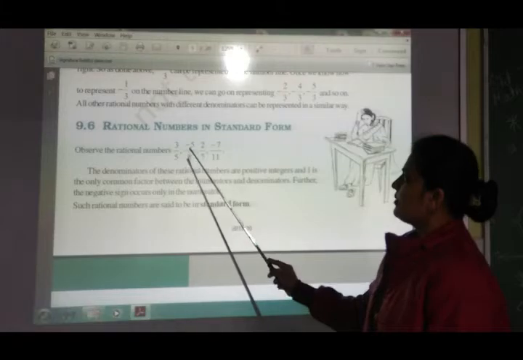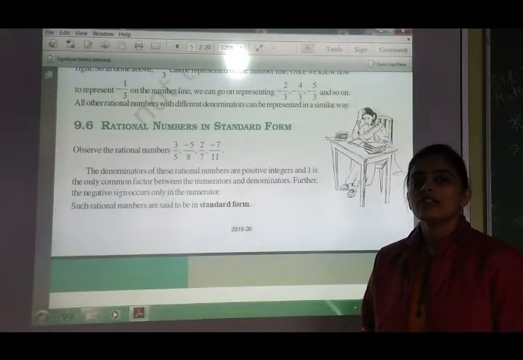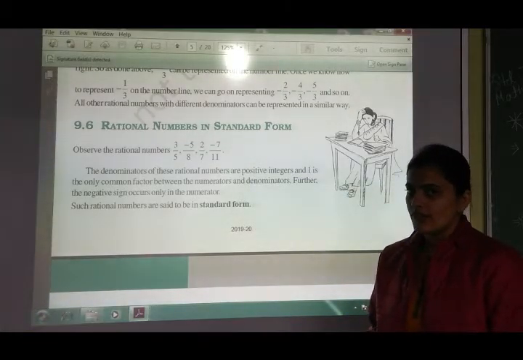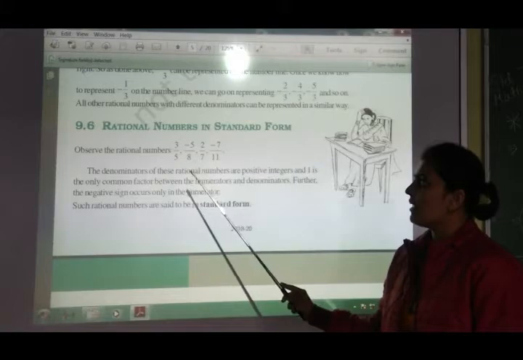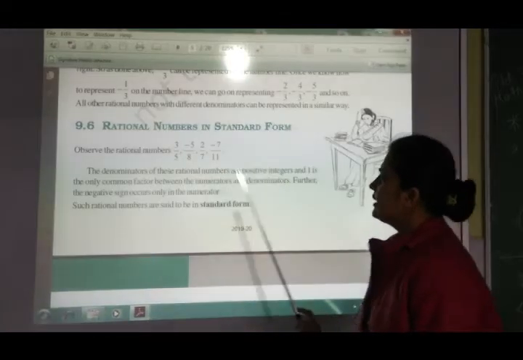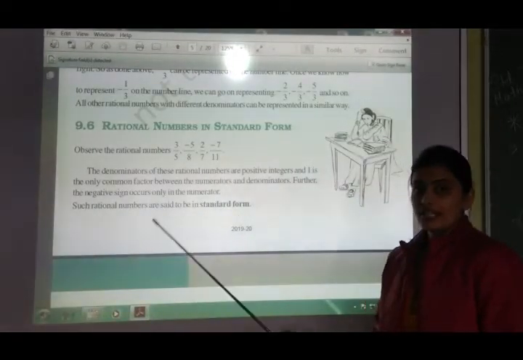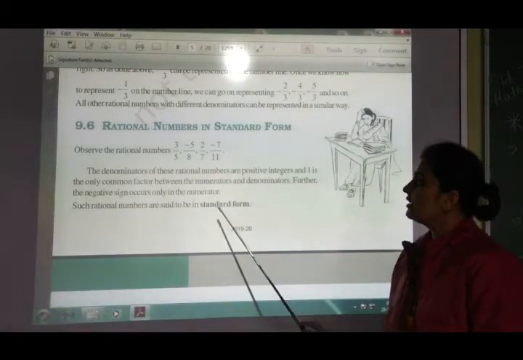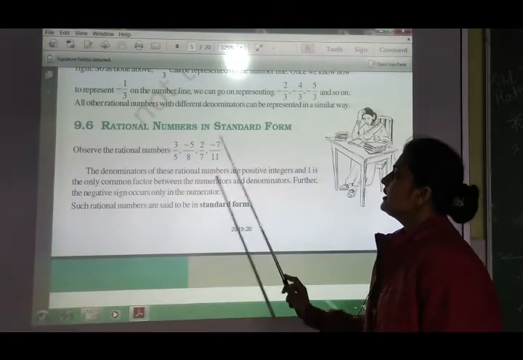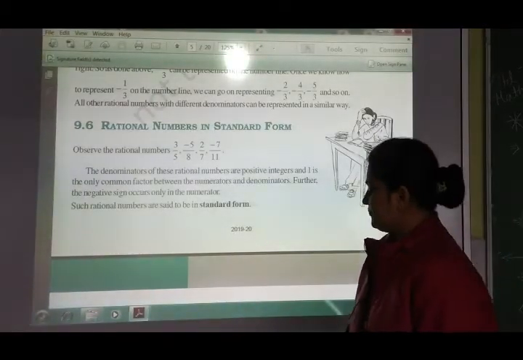Another example, minus 5 by 8. Here in minus 5 by 8 also the common factor is only 1. Other than that, another common factor is not available. So minus 5 by 8 is in standard form. Here you can see that the negative sign occurs only in the numerator. Whenever rational numbers are in the standard form, only the numerators will have the negative sign.